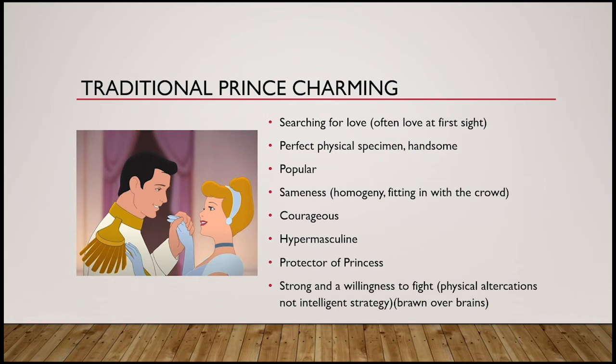Traditional Prince Charming, shown here as Prince Charming with Cinderella, is searching for love, often love at first sight. They're a perfect physical specimen and handsome. They're always popular, and they perfectly embody sameness and homogeny and fitting in with the crowd. They're courageous, hyper-masculine, they're the protector of the princess, and they're strong and have a willingness to fight. Usually in physical altercations and not intelligent strategy, they tend to be brawn over brains.